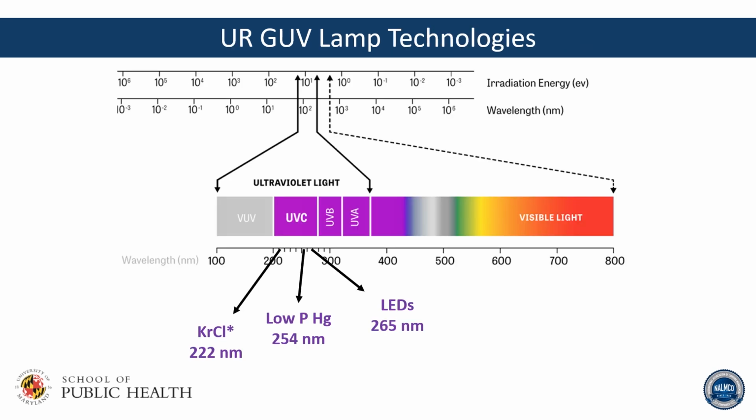Back to the excerpt of our electromagnetic spectrum showing the different lamp technologies under the UVC energy spectrum. On the left, with the lower energy, we see the krypton chloride or excimer lamps at 222 nanometers, followed by low pressure mercury lamps at 254 nanometers rounded, and LEDs around 265 nanometers.